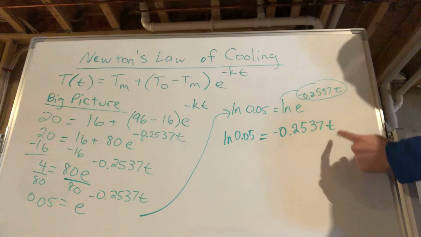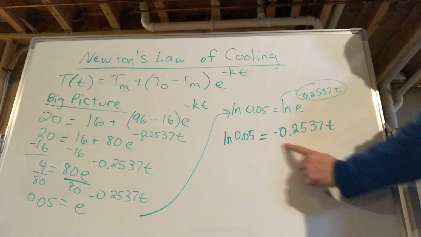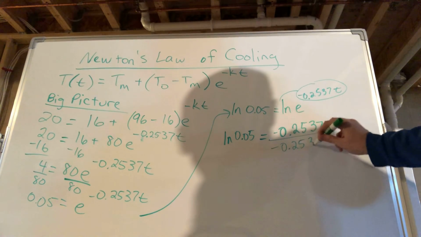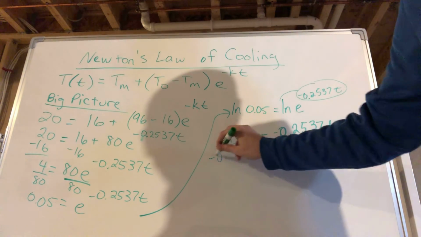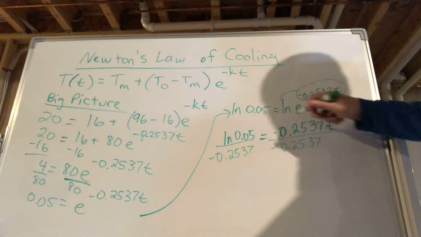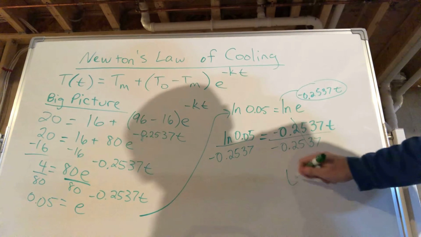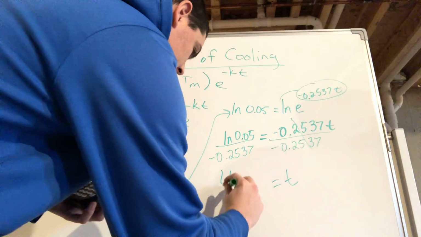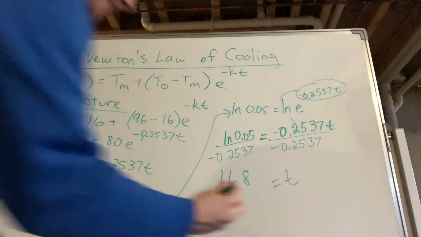And then how do I solve for t? In order to get t by itself, I've got to divide by whatever it's being multiplied by. So I'm going to divide by that negative 0.2537. And you just have to type that into the calculator now. So it's going to be ln of 0.05 divided by negative 0.2537. Okay, and I got 11.8. And that would be in minutes.